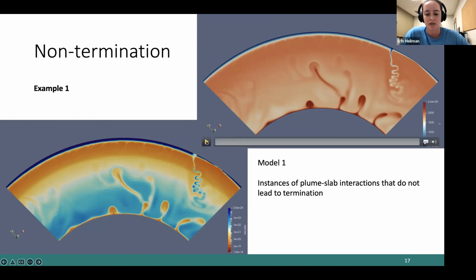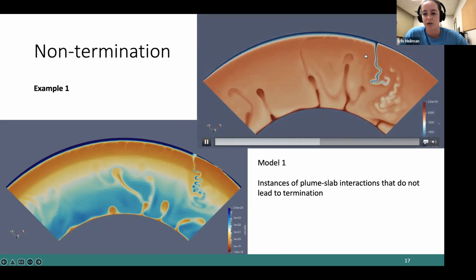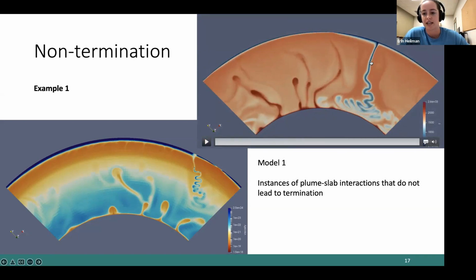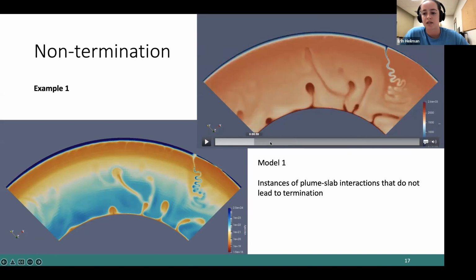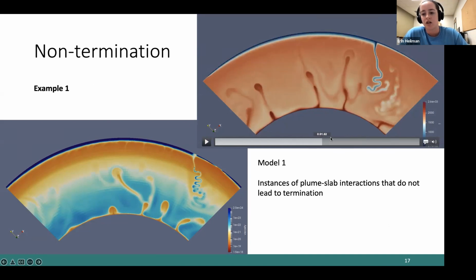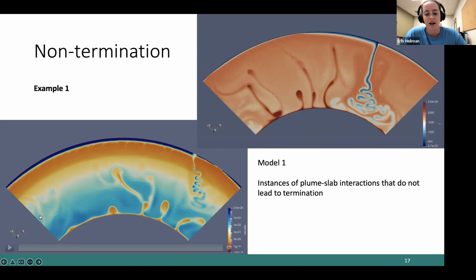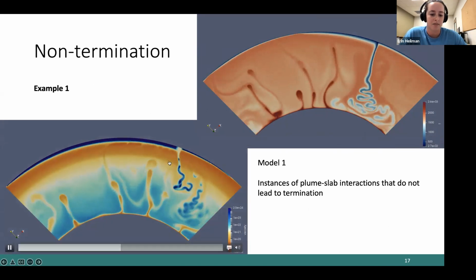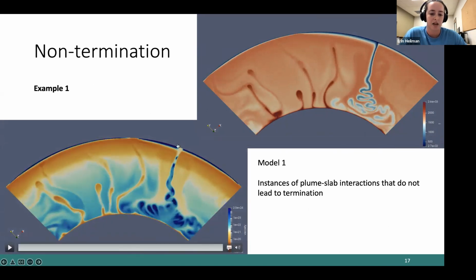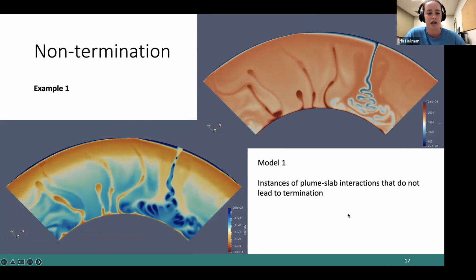And in this first case, we'll see a couple interactions that don't lead to termination, where you have these plumes sort of sliding into the subduction zone, like that, and same in the viscosity. And you end up with a still strongly subducting cold slab.